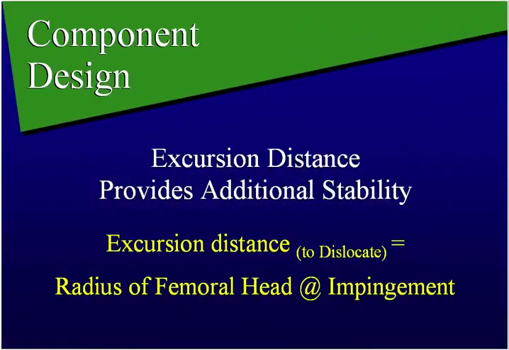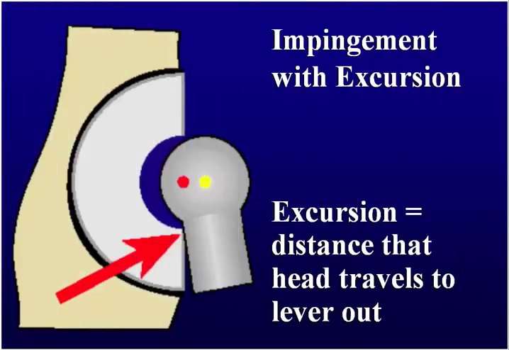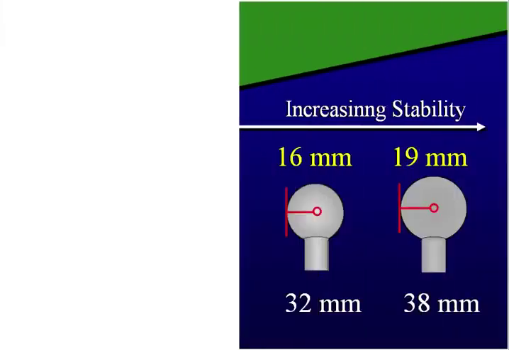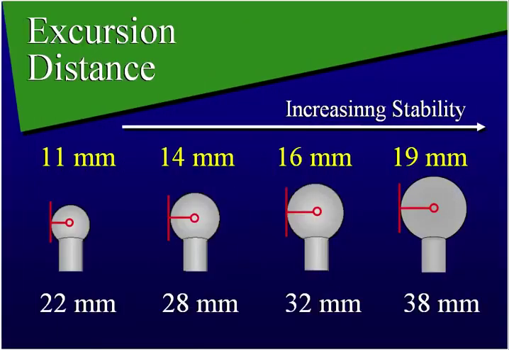Another part of the stability is excursion distance, and that provides additional stability. That's the lever out distance. It's the excursion distance to dislocate, and that's defined as the radius of the femoral head at impingement. And you say, what the hell is he talking about? So if you look here, if you have that same model, 22-millimeter head, and you lever it at the very end of its range, it's going to lever out. And the amount of distance it takes to lever out is the radius of the femoral head. So if you have a 22 millimeter head, it takes 11 millimeters to lever out, and boom, it's gone.